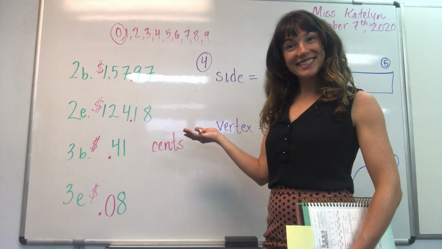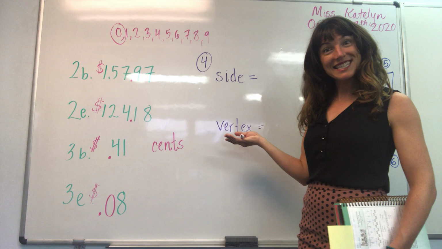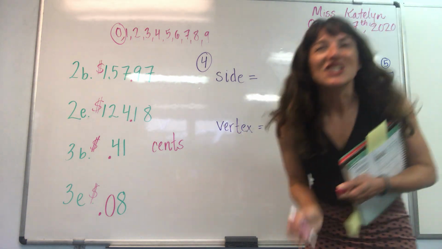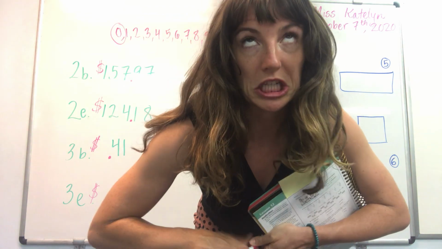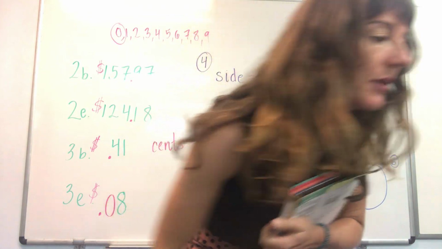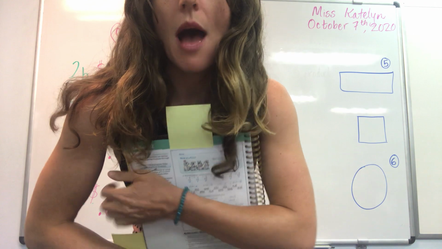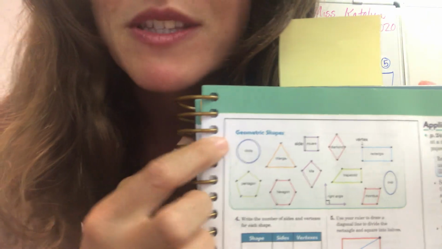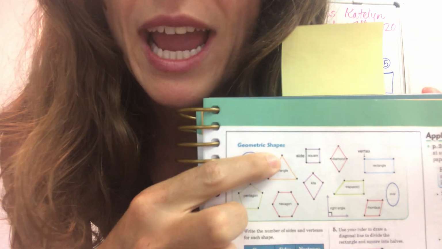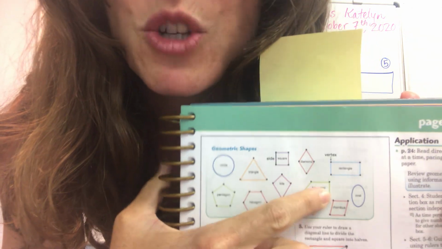Turn the page. Yes? Because we're moving on to geometric shapes. Oh my gosh, we're getting so smart. Okay, look at the top of your page 4. You see all these beautiful shapes: the circle, triangle, square, diamond, kite, trapezoid.